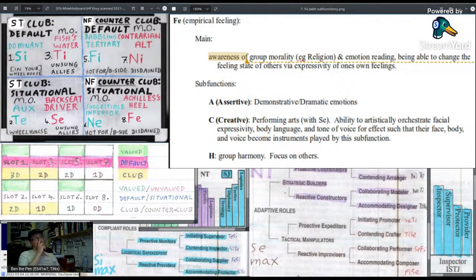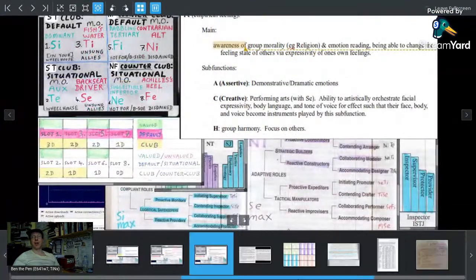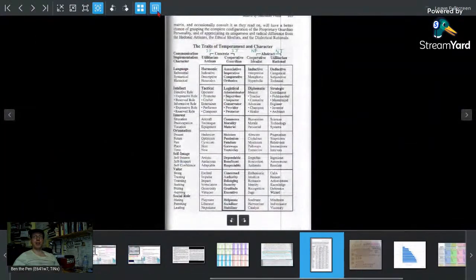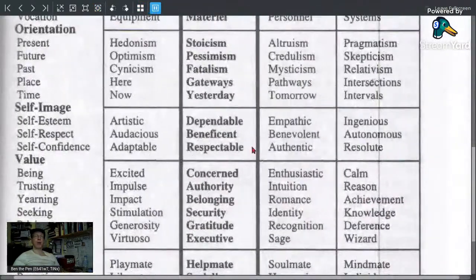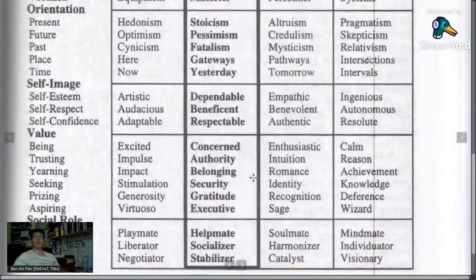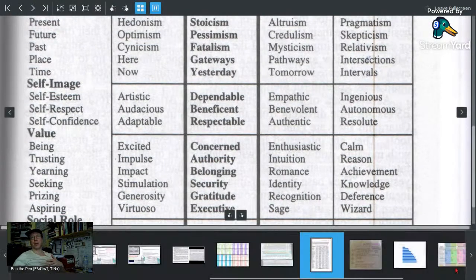Now, group harmony and focus on others. That is where ISTJ is going to be better than INTJ because they're a guardian. And the guardian yearns to belong. It's there. And it's not just a case of that applying to the SFJs. That's all guardians. And also, I'm going to show you something in terms of EEG. So, concern, authority, belonging, security, gratitude. I'm going to show you something.